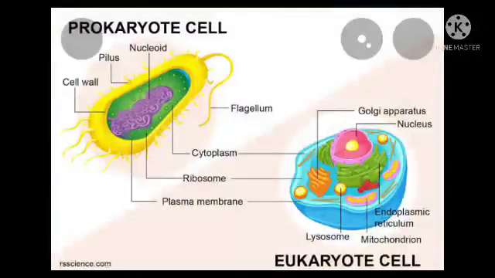Now let us see prokaryotic cell and eukaryotic cell. In the prokaryotic cell, the nucleus is undeveloped. Nucleus is well developed in eukaryotic cell. Only one chromosome is present in prokaryotic cell. More than one chromosome are present in eukaryotic cell. Bacteria and blue-green algae are the examples of prokaryotic cell. All other organisms are examples of eukaryotic cell.